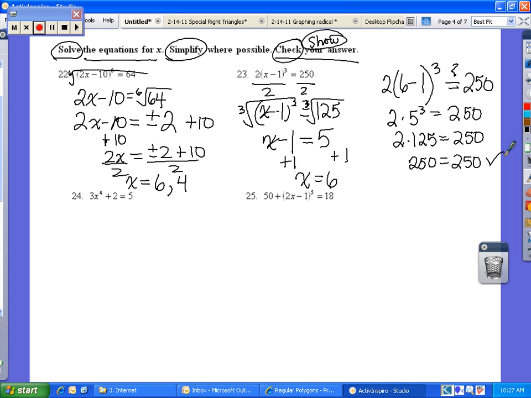Again, for number 22, both 6 and 4 do check out. There are no extraneous solutions. We talked about extraneous solutions in class today.